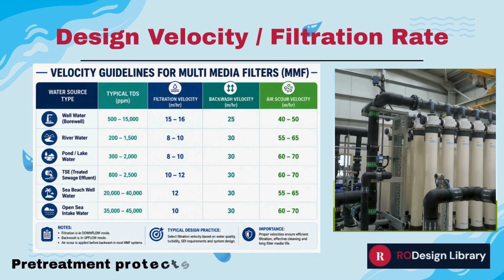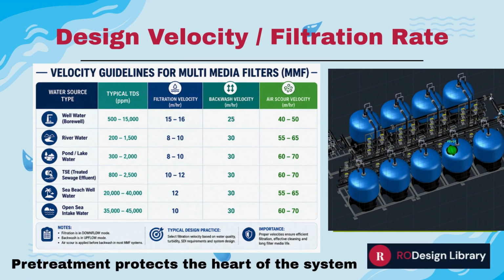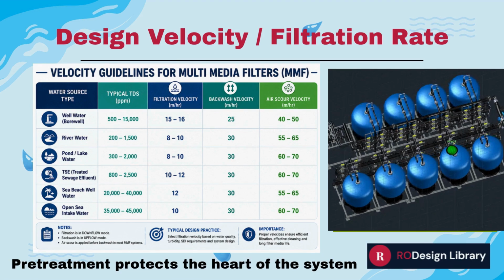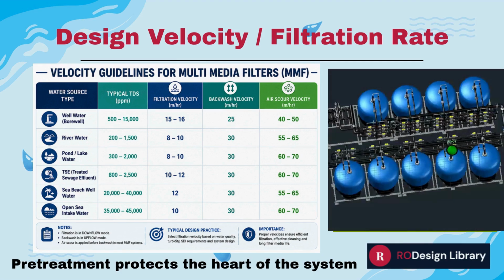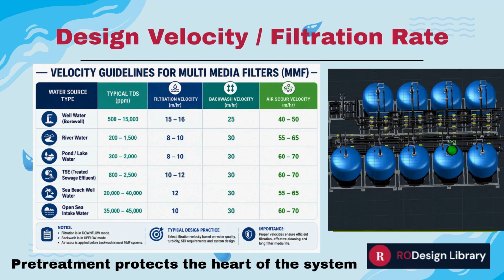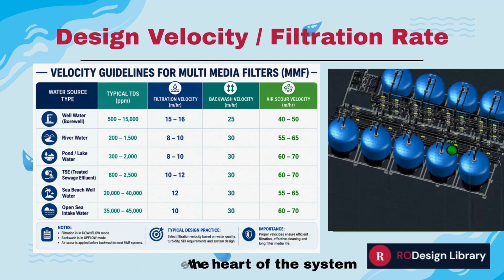Choose the design velocity carefully. Select it based on the table. However, for RO pretreatment, use a filtration velocity of 8 to 12 meters per hour to achieve good SDI reduction. Select velocity based on source water. Always validate with pilot tests for challenging waters.